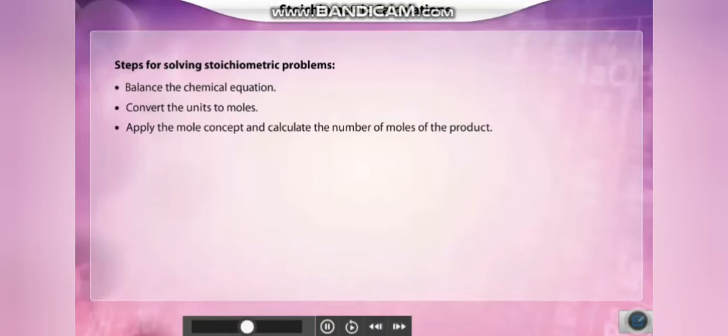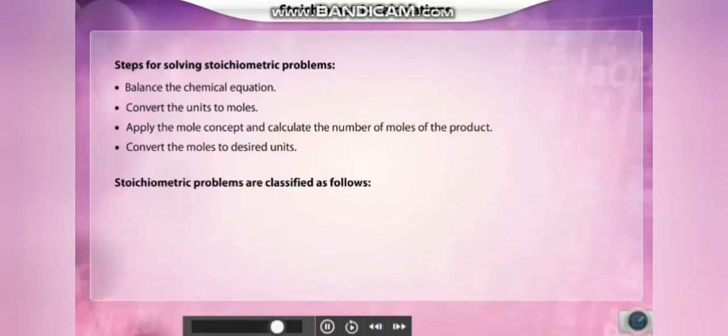The steps for solving stoichiometric problems are balancing the chemical equation, converting the units to moles, applying the mole concept and calculating the number of moles produced during the reaction, and finally, converting the number of moles of the required substance to the desired units.